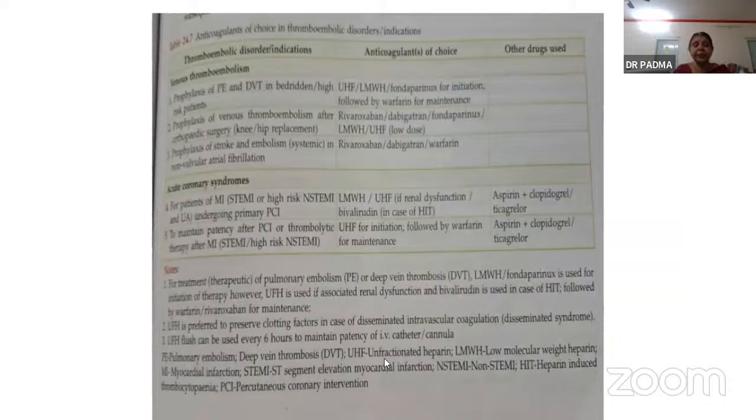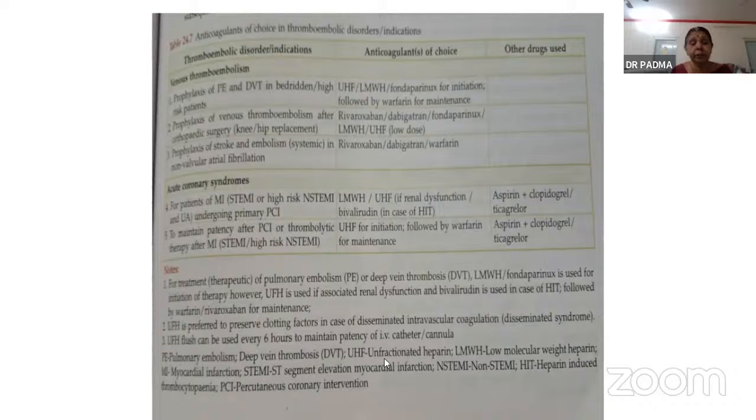Now coming to their indications. In indications, we see venous thromboembolism and acute coronary syndromes are the main ones. So in thromboembolic disorders, in prophylaxis of pulmonary embolism and DVT, especially in bedridden and high risk patients, these anticoagulants are the drugs of choice. Now there is a little alteration. We use more of LMWH, fondaparinux for initiation, followed by dabigatran for maintenance, because we need not monitor. That's the reason. Otherwise you have to monitor INR.